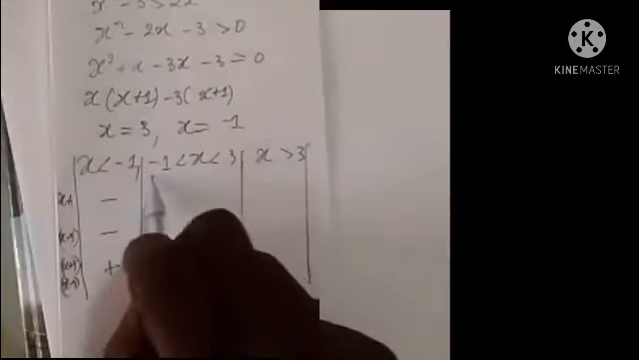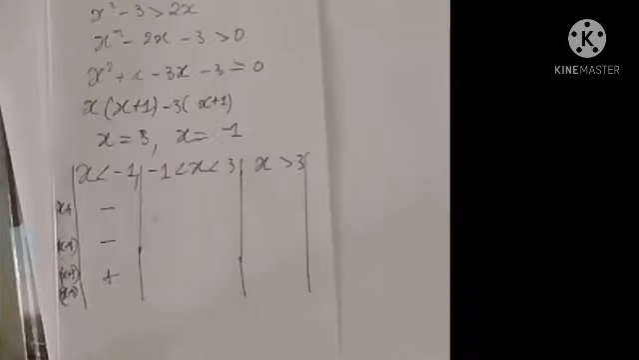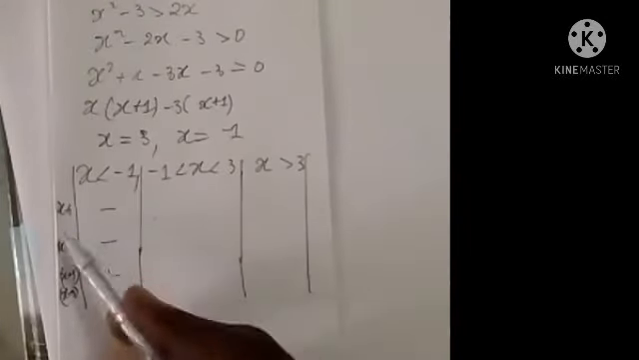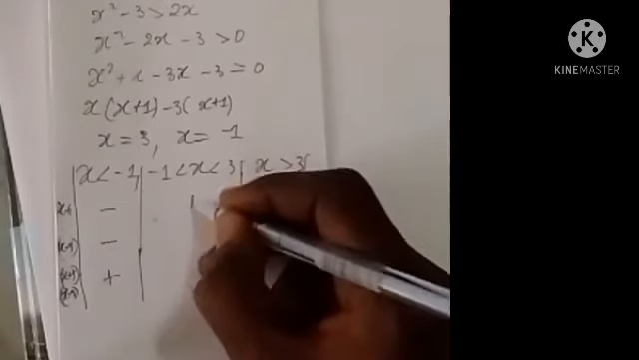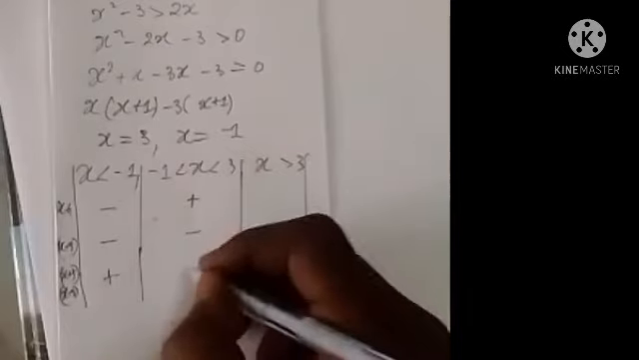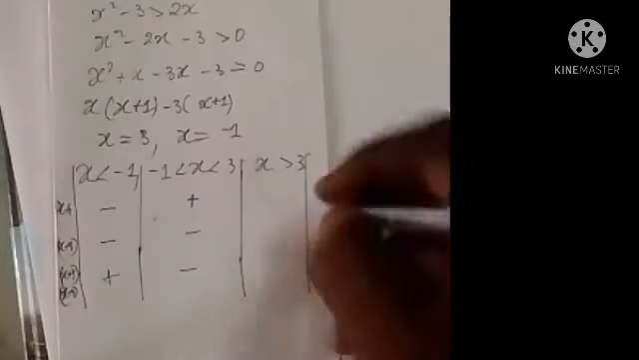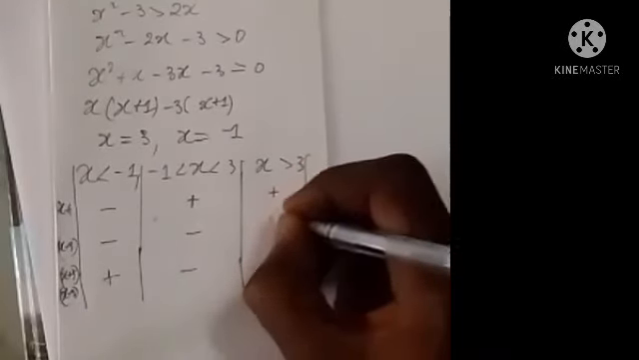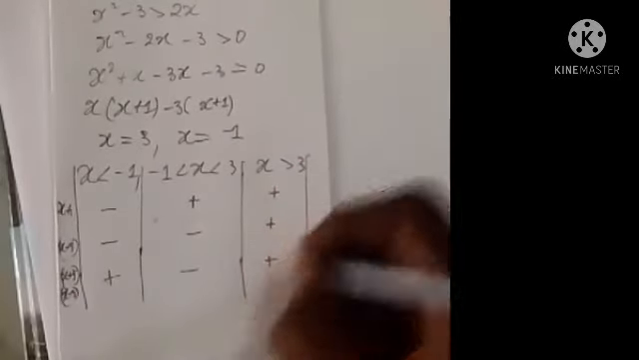Here we take a value between negative 1 and 3, we're going to have 2. Substitute 2 here, we're going to have a positive value, and here a negative value. Plus times negative, we're going to have a negative value. When you come to x greater than 3, you can put 4 or 5. I will go with 5. Substitute with 5 here. Positive value, positive, positive.